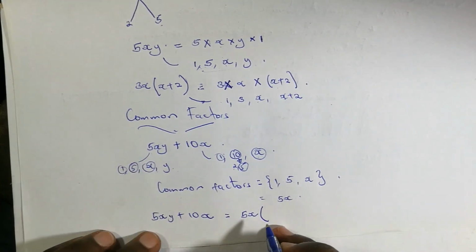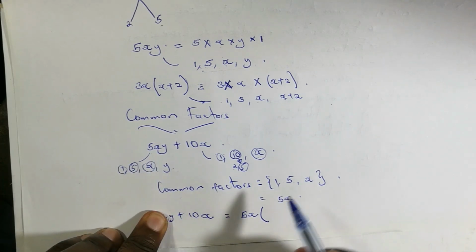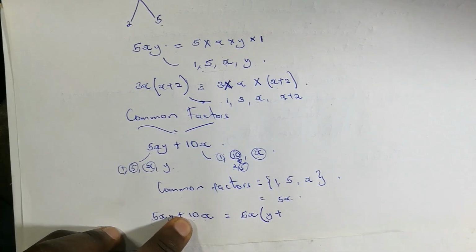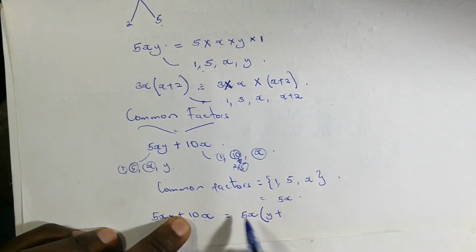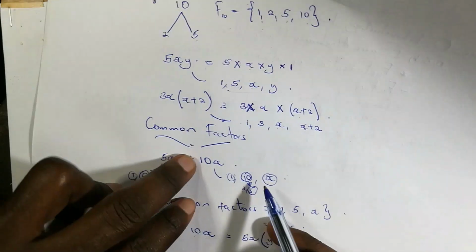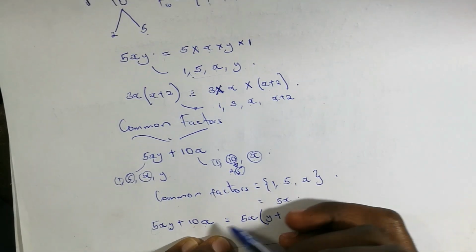Then you put the bracket. If you remove 5x from this 5xy, we only remain with y. So y remains in the bracket plus. If you remove 5x from this 10, what do we remain with? We remain with 2x. That's all. That's all, because we are seeing from here. We have here 5.